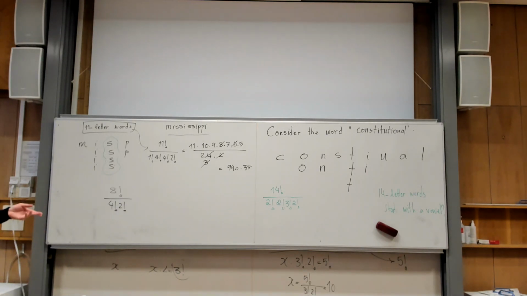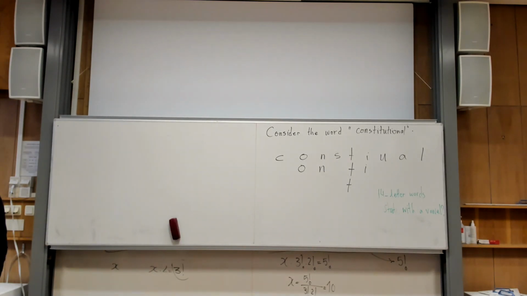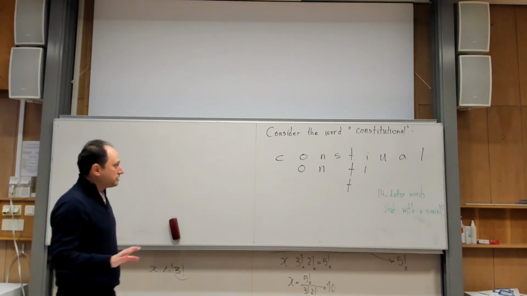So the people at home, you know the problem. We have the word constitutional. I am interested in 14-letter words made up from these letters, but I want one constraint: the word should start with a vowel. Pause the video, and you just need to tell me your strategy.